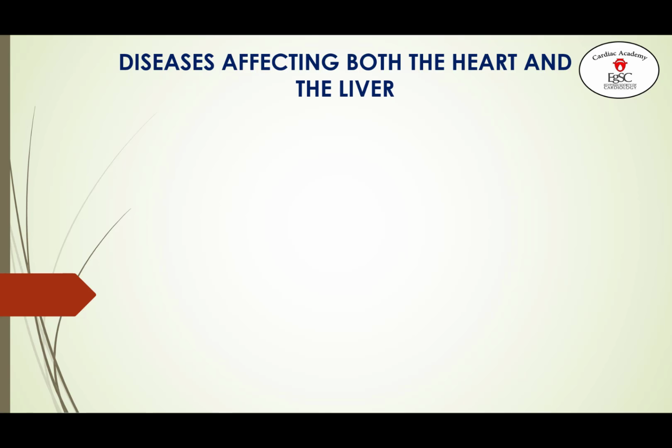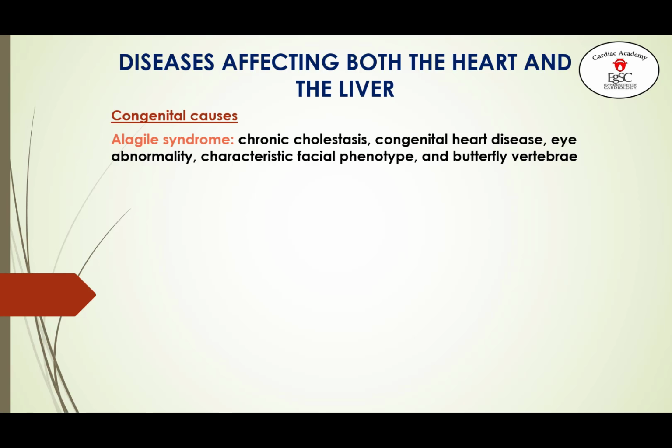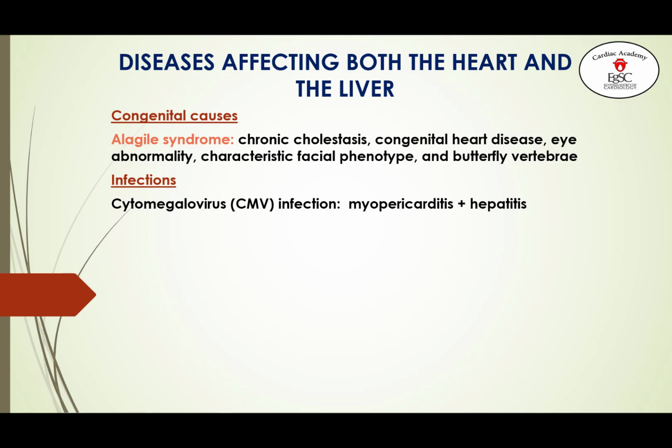Finally, diseases that can affect both the heart and the liver. It may be congenital diseases such as Alagille syndrome that causes chronic cholestasis, congenital heart disease, eye abnormalities, characteristic facial phenotype, and butterfly vertebrae. Infections also can affect the heart and the liver. Cytomegalovirus can cause myopericarditis and can cause hepatitis.